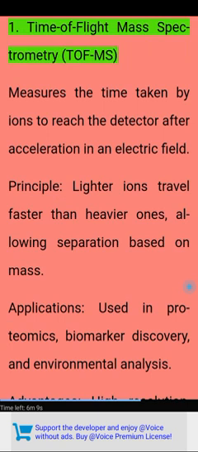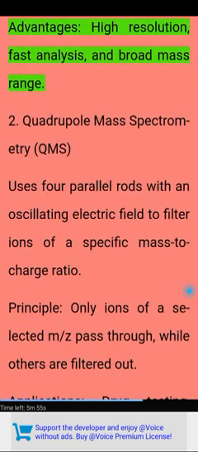1. Time of flight mass spectrometry, TOFMS. Measures the time taken by ions to reach the detector after acceleration in an electric field. Principle: lighter ions travel faster than heavier ones, allowing separation based on mass. Applications: used in proteomics, biomarker discovery, and environmental analysis. Advantages: high resolution, fast analysis, and broad mass range.